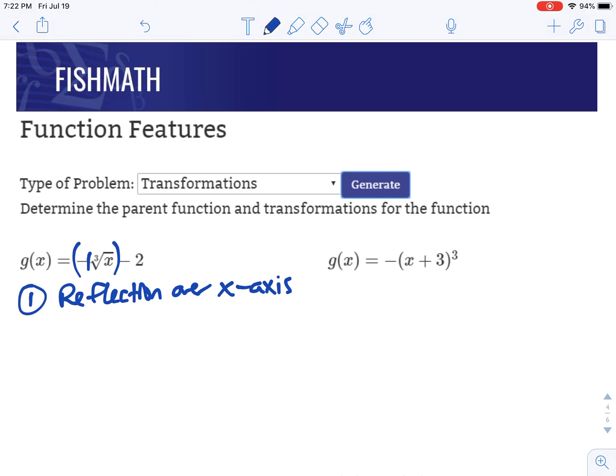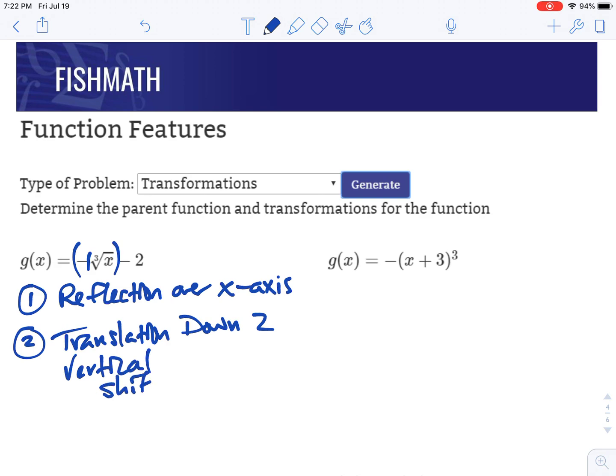So for the negative 2 on the end, that's like the last step here. That would actually just shift everything down 2. So it was already flipped over the x-axis, and now all those points are shifted down 2. So that's a translation, I should say. It's a translation down 2, or we can call that a vertical shift down 2. Same thing.